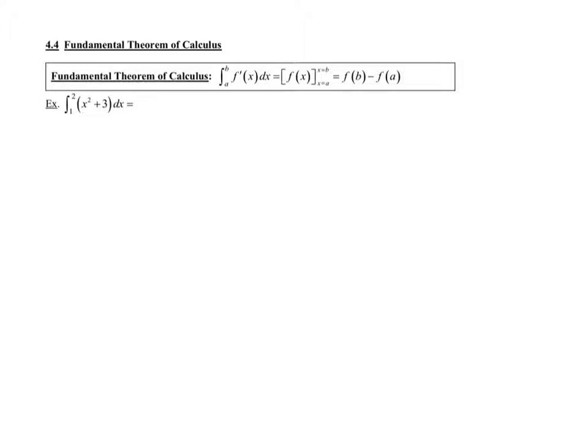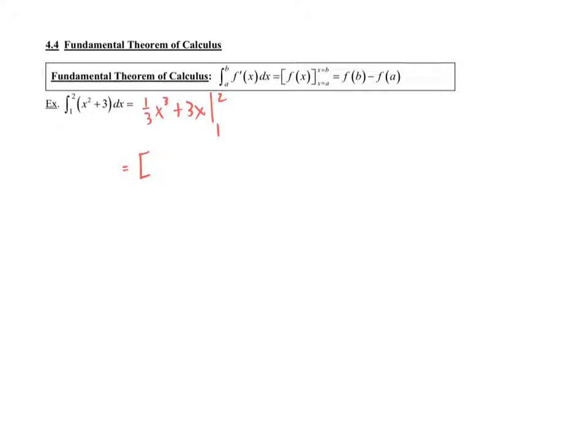Okay, we're going to spend the next couple of examples practicing using this new fundamental theorem that we've just talked about. So, integral from 1 to 2 of x squared plus 3 dx. In order to evaluate this, the first thing I need is an antiderivative. So that would be 1/3 x cubed plus 3x. And I'm going to evaluate this from 1 to 2.